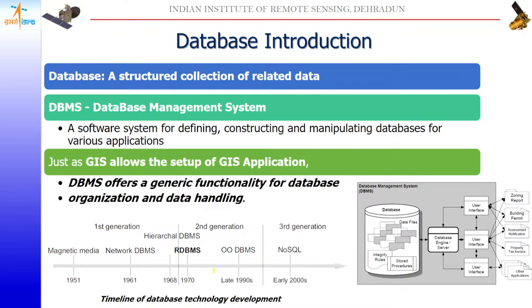Now, since early 2000, with the large amount of data being generated, various types of systems have come. One is the NoSQL systems, and there are also big data frameworks for handling large amounts of data. But in this session, we'll be discussing primarily the relational and the object-relational kinds of systems.